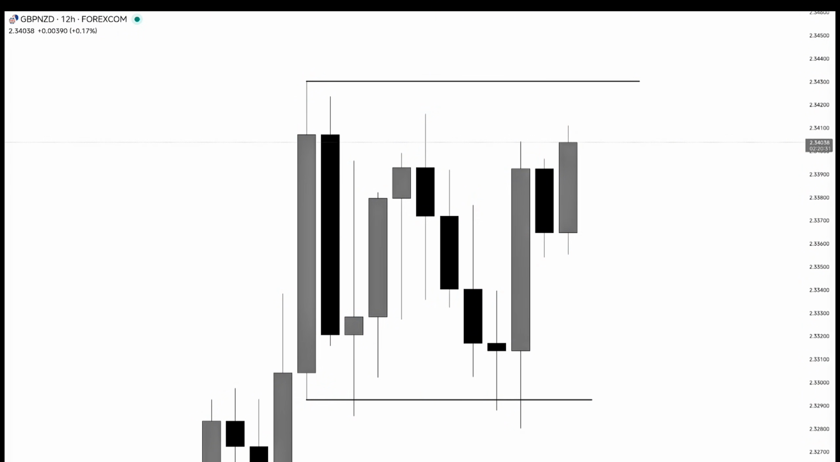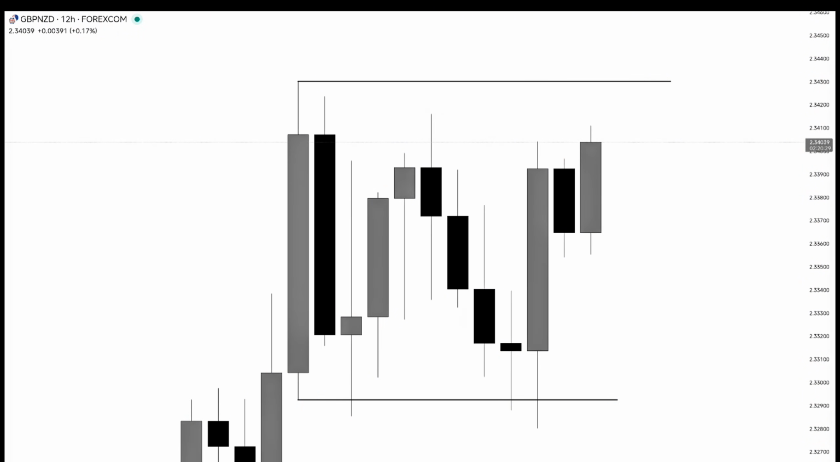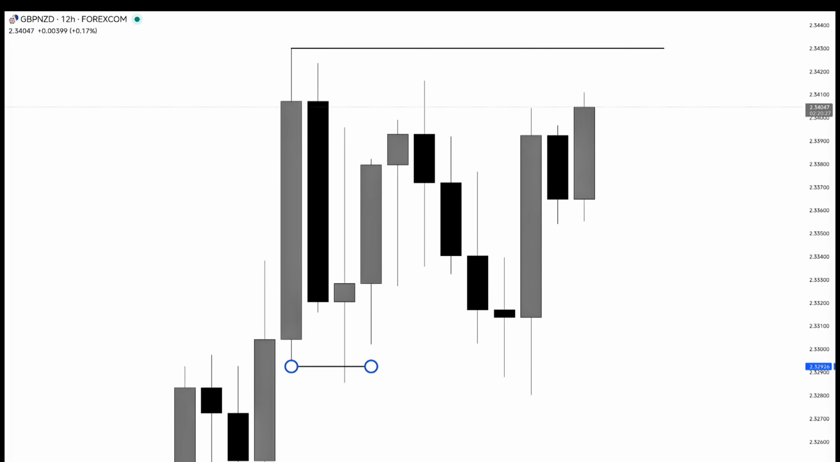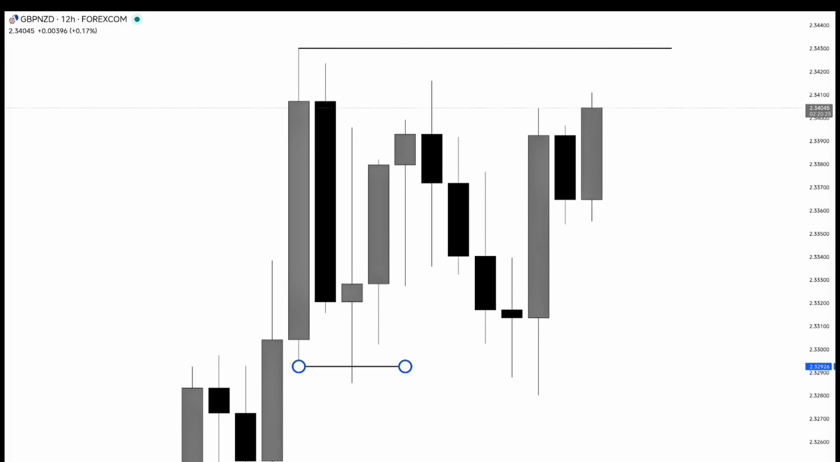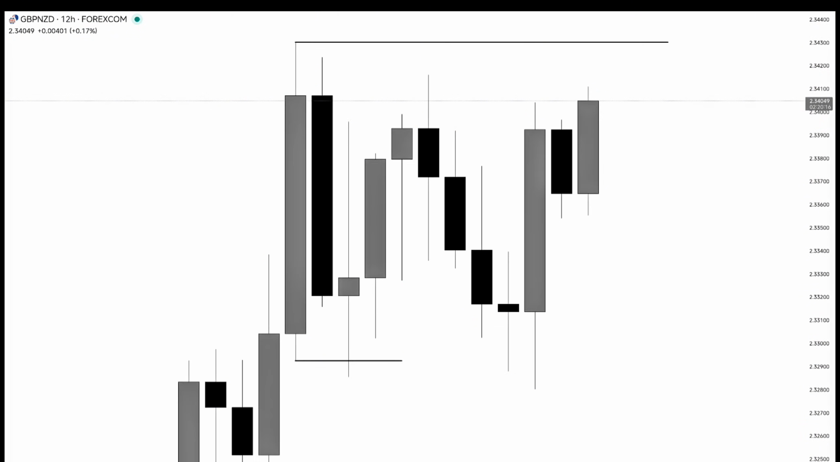Pay close attention to what I'm trying to explain here. So you see, this is actually the first CRT that we had here. This CRT level tapped into that particular level and closed above. Can we see any entries there? And secondly here, why can't this level take this high out impulsively like this?